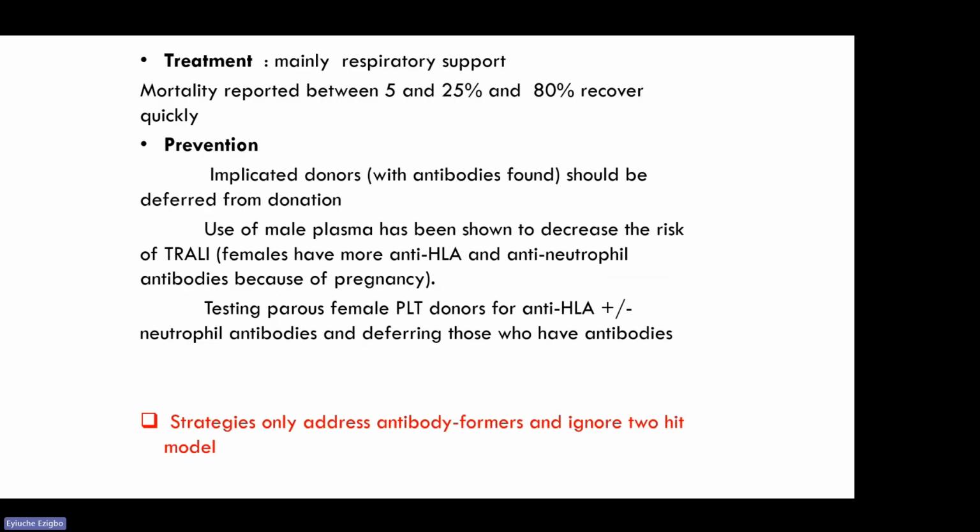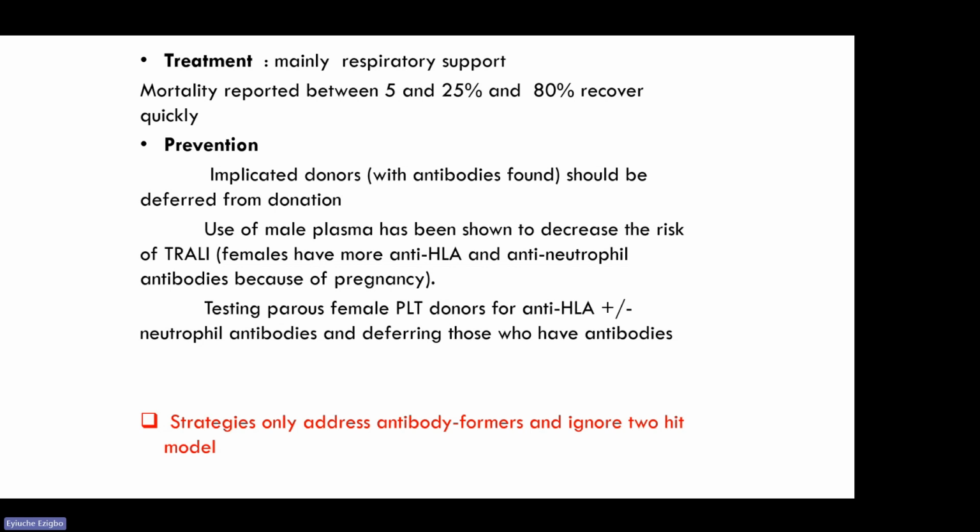Treatment is mainly respiratory support. Mortality is reported between 5 and 25%, and 80% recover quickly. Prevention: implicated donors, that is, those with antibodies, should be deferred from donation. Use of male plasma has been shown to decrease the risk of TRALI. Females have more anti-HLA and anti-neutrophil antibodies because of multiple pregnancies. Because of multiple pregnancies, they have developed a lot of HLA antibodies in their system.